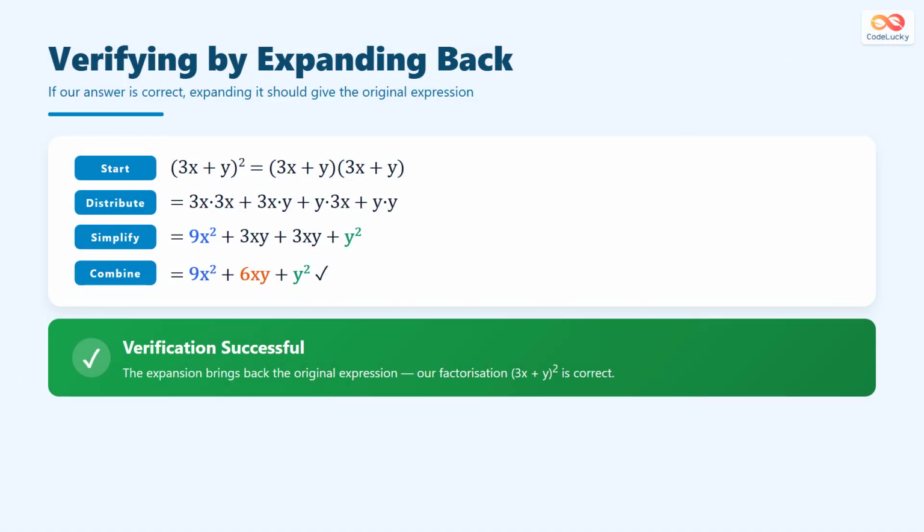To make sure our answer is correct, let us expand it and check. 3x plus y whole squared is the same as 3x plus y multiplied by 3x plus y. Applying distribution, we get 9x squared plus 3xy plus 3xy plus y squared. Combining the like terms gives 9x squared plus 6xy plus y squared. That is our original expression, which confirms our factorization is completely correct.